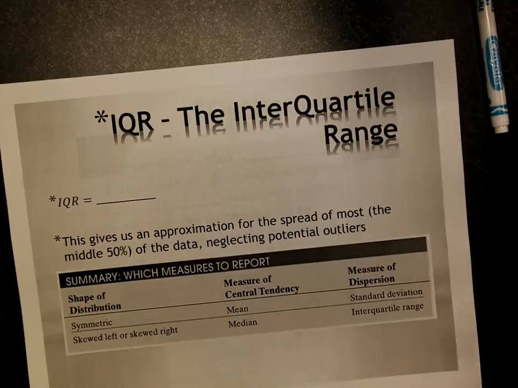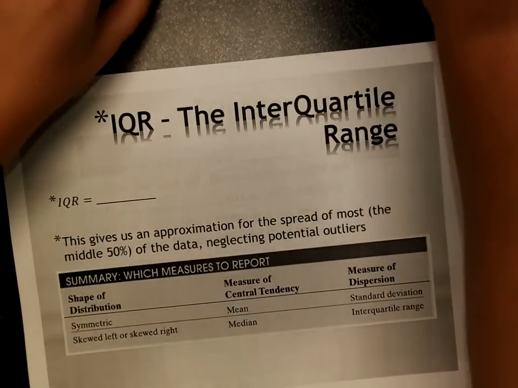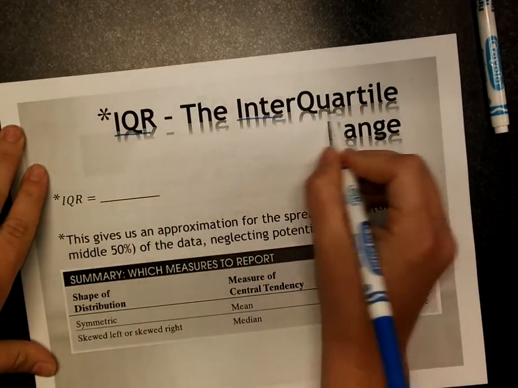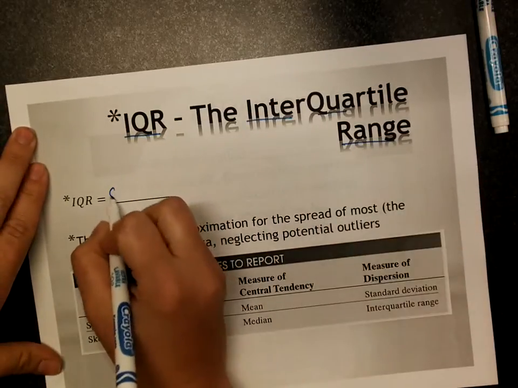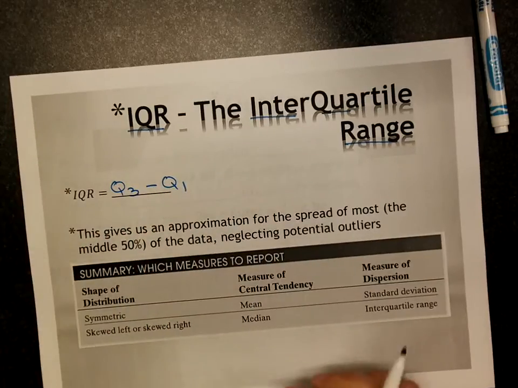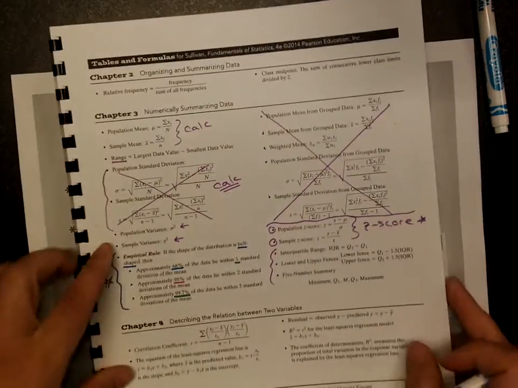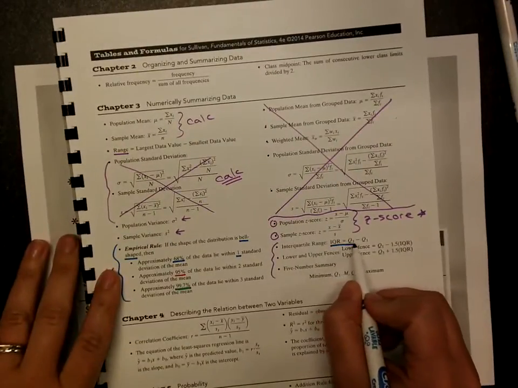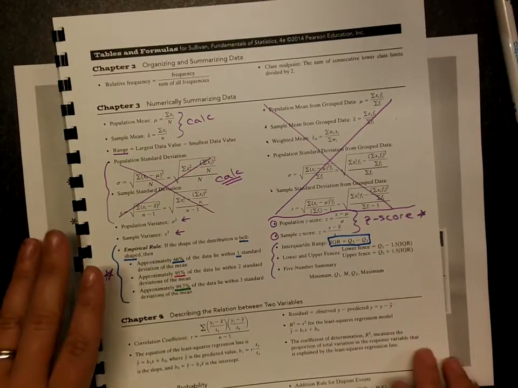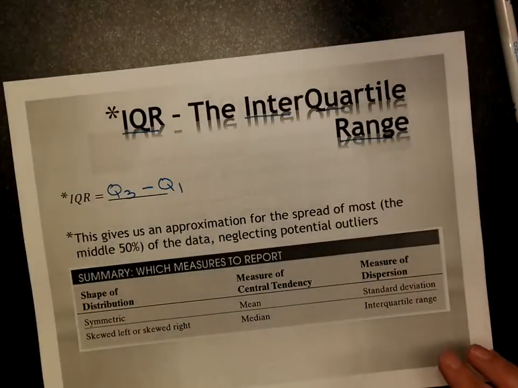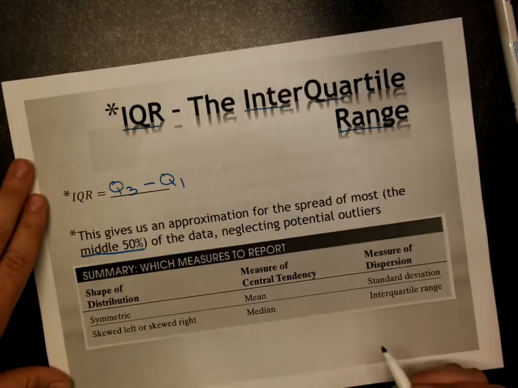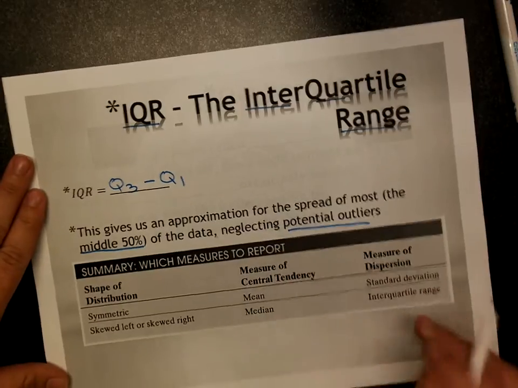So from the quartiles, we get something called the interquartile range, the IQR. It is specifically the third quartile minus the first quartile. And it is on your formula sheet. There it is, IQR, Q3 minus Q1. So it will be provided to you on the exam. This kind of tells us where the middle 50% of the data are, neglecting those potential outliers.